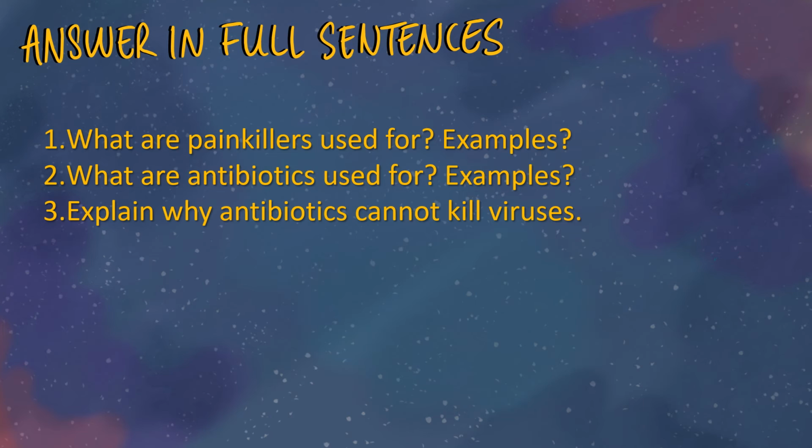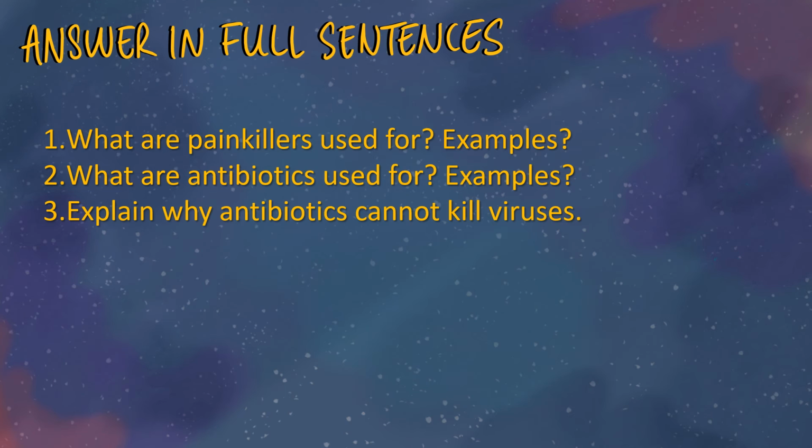Okay, number 1, what are painkillers used for? So they are used to relieve symptoms of a disease. They don't cure it, they relieve the symptoms. An example is paracetamol. Number 2, what are antibiotics used for? So antibiotics are used to destroy bacterial diseases. An example is penicillin. And explain why antibiotics cannot kill viruses. That is because antibiotics only kill bacteria. They can't kill viruses because viruses reproduce inside our cells, and antibiotics cannot damage the virus without damaging our cells too.